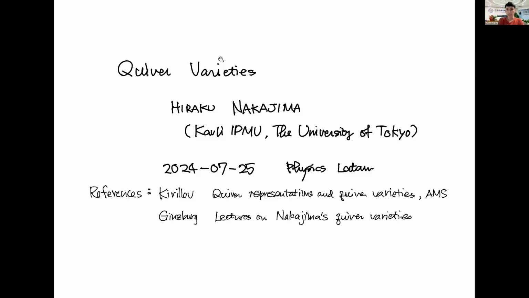He was a plenary speaker at the 2002 International Congress of Mathematicians in Beijing and received the 2003 Cole Prize in Algebra. Other notable awards include the Geometry Prize, the Spring Prize from the Mathematical Society of Japan, the JSPS Prize, and the Japan Academy Prize. We're very happy to have him with us today.